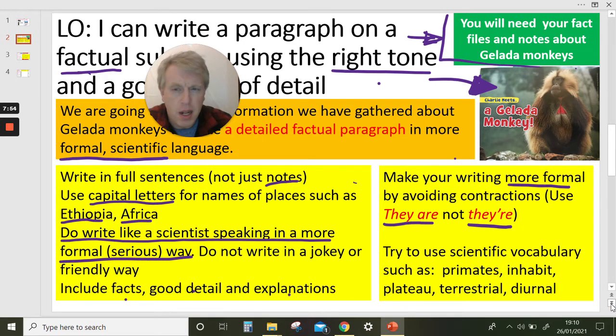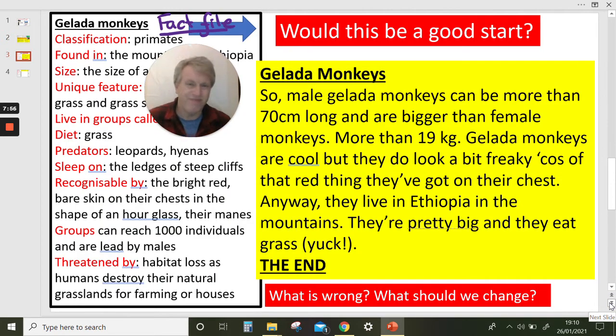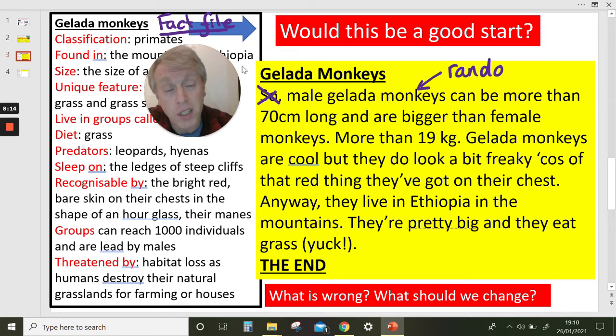So let's review what we've done here. Oh, that's wrong at the start. So, no, too chatty, too informal. And male gelada monkeys can be more than 70 centimetres long. Well, that is what we call a random start. We haven't started by explaining something that our reader first of all needs to know. What do they need to know first about gelada monkeys?